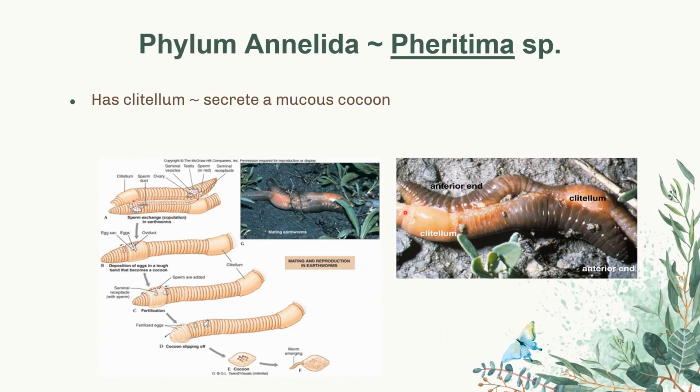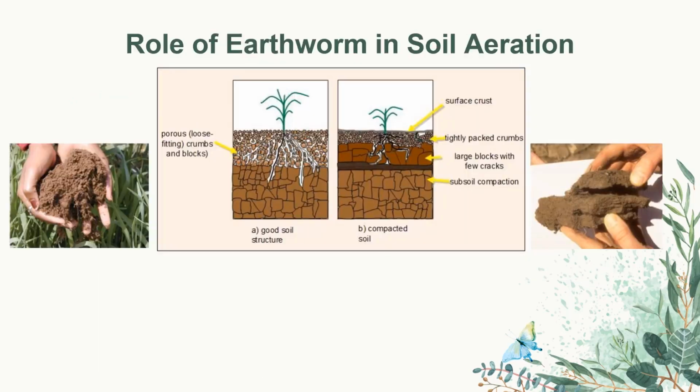This organism also has a structure called the clitellum. You can see it here in this diagram. The clitellum is basically the bulky part of the worm, in which it will secrete a mucus cocoon. It is also where the embryo develops into young worms within 2 to 3 weeks.